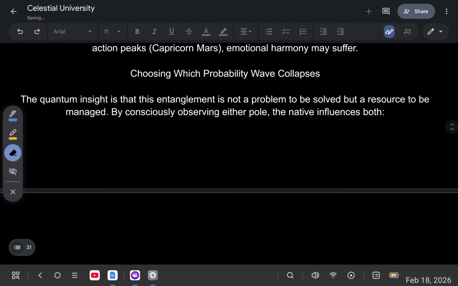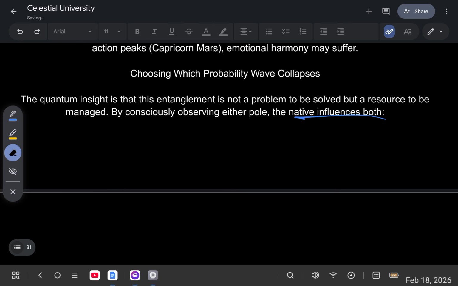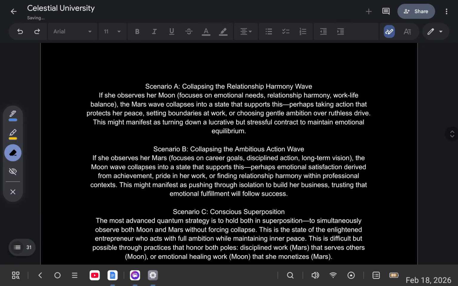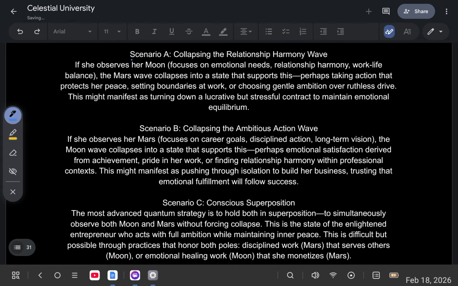Choosing which probability wave collapses. The quantum insight is that this entanglement is not a problem to be solved, but a resource to be managed. By consciously observing either pole, the native influences both. And we have a few scenarios.